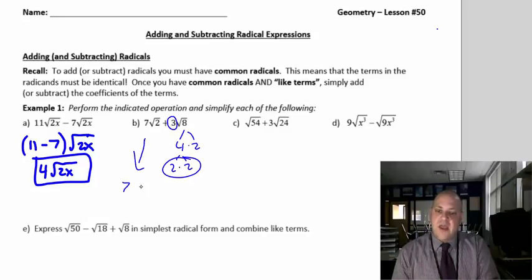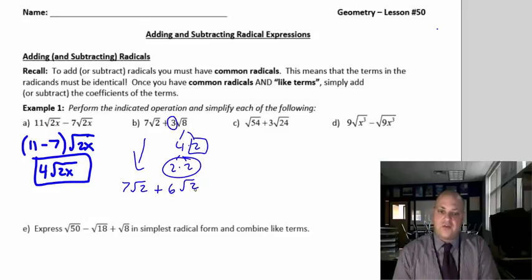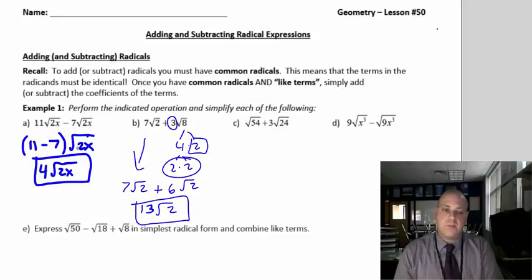I'm just carrying this down. So it's 7 radical 2 plus 3 times 2, so 6 radical 2. That's the leftover 2. So 7 radical 2 plus 6 radical 2 gives me 13 radical 2. You just add the 7 and the 6, just like we did here.